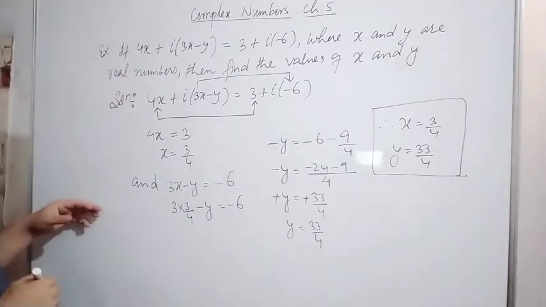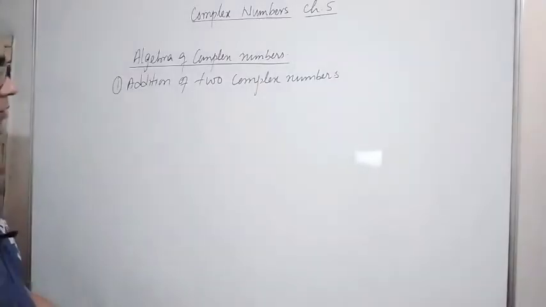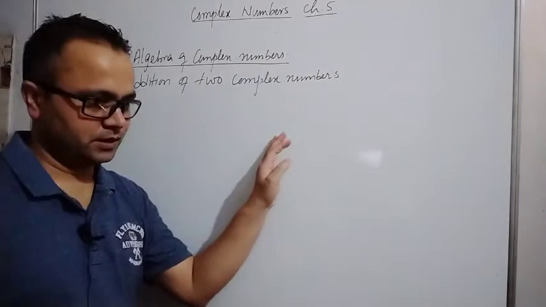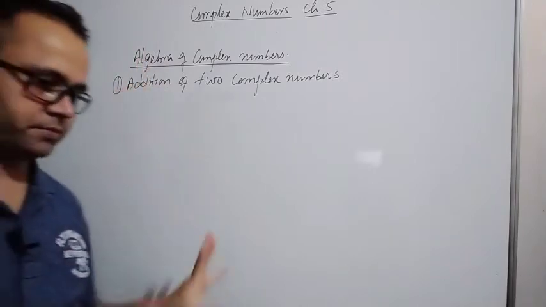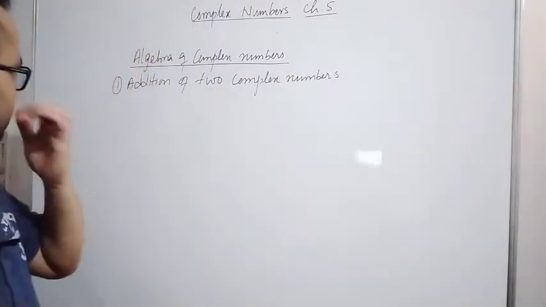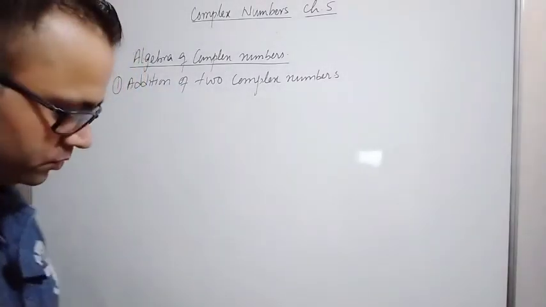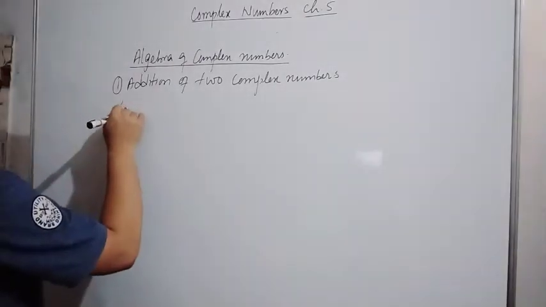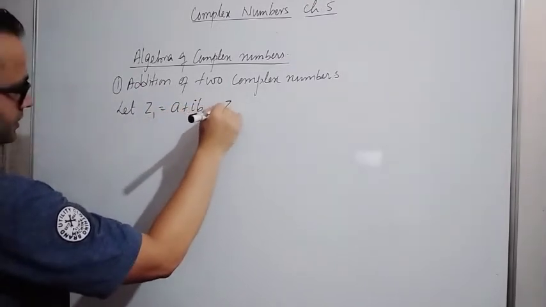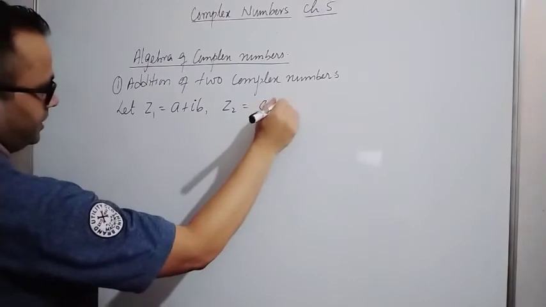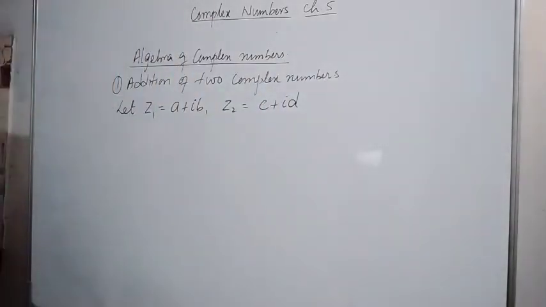Now the next topic is algebra of complex numbers. Algebra of complex numbers includes addition, subtraction, multiplication and division. So first, addition of two complex numbers. Addition of two complex numbers is a complex number. Suppose z1 equals a plus ib and z2 equals c plus id.